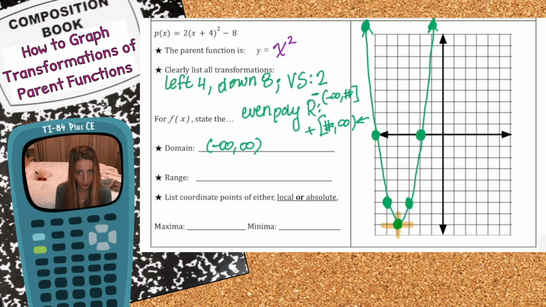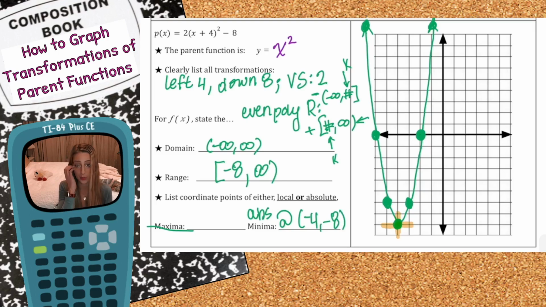If it was an odd poly, this is poly, not PDY, if it's an odd poly, the range is negative infinity to infinity because its end behavior is down and up. So this one is going to be, though, bracket negative 8, the k, essentially, comma, infinity. There you go. Max or mins? Well, there's a min. It's an absolute min. And that would be, we'll just say at, we're going to write the coordinate for now, at the point negative 4, comma, negative 8. That's where you're going to find absolute min because there's nothing lower. There is no maxima going up toward infinity. You don't have a maxima.